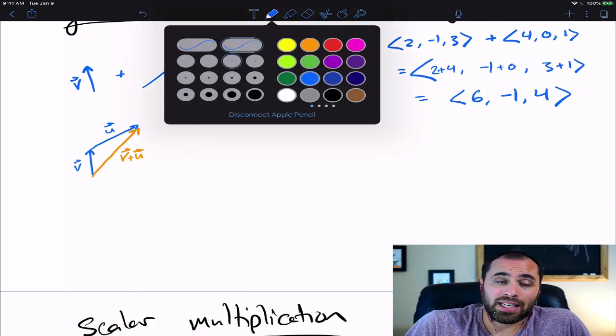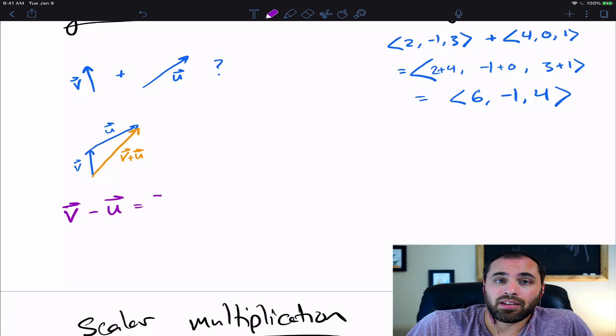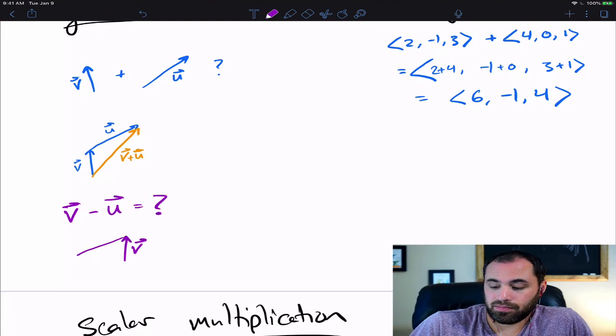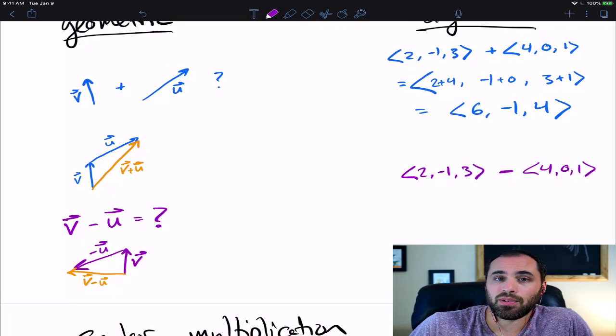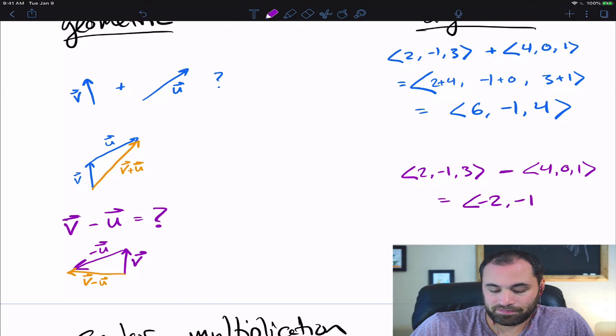Subtraction, we can negate the second vector and add it to the first. Or in the algebraic notation, component-wise, we can subtract the first from the first, the second from the second, and so on.